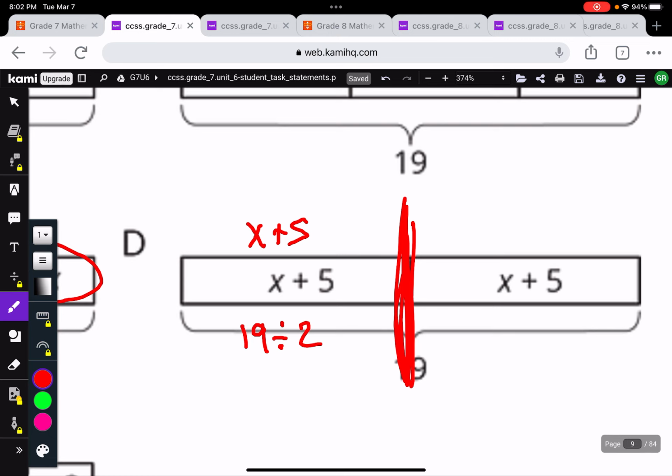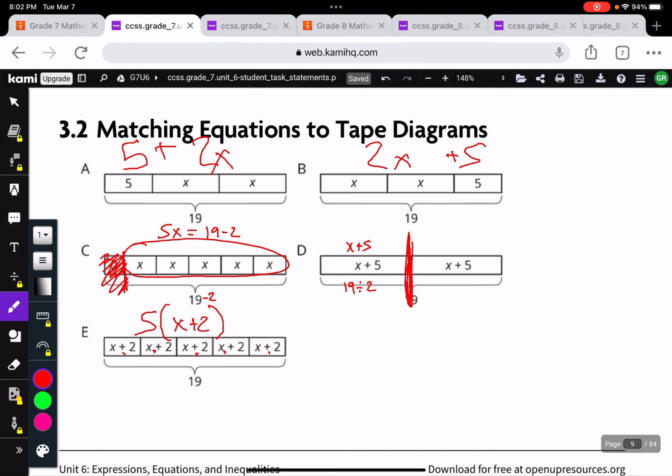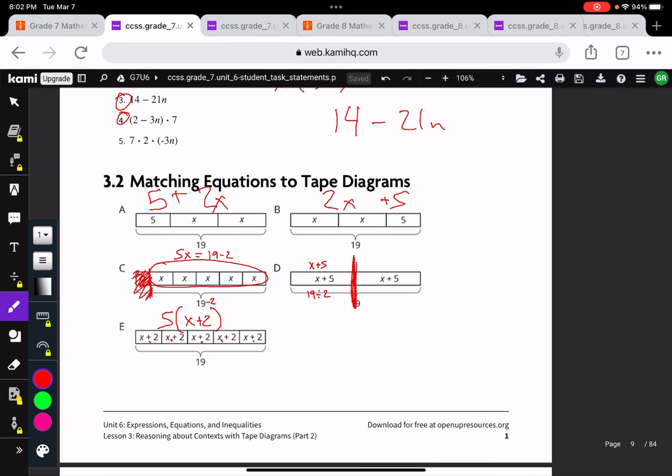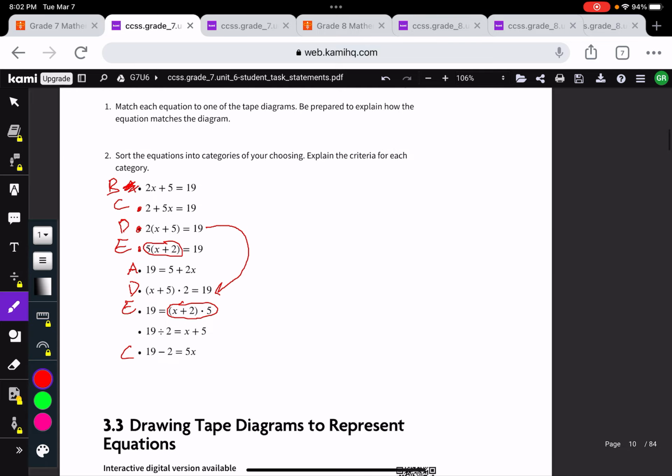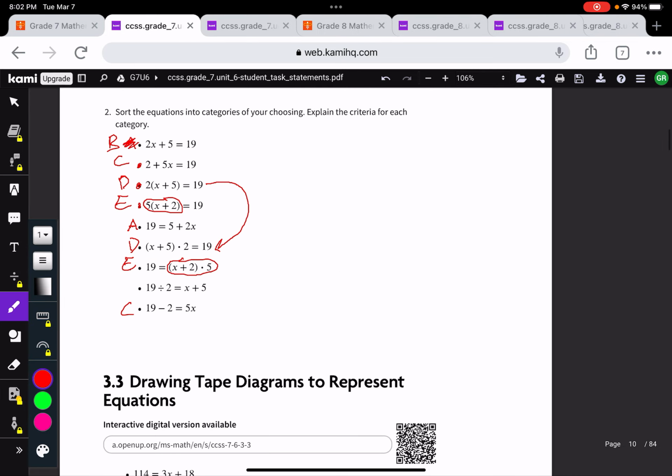If I cut each side in half, then half of that whole thing is equal to half of 19, and that goes with D. So there, look, 19 divided by 2 is equal to an x plus 5. And if you're getting this, guess what? You are going to get 8th grade math. But this is not the first and last time we'll be doing things like this.